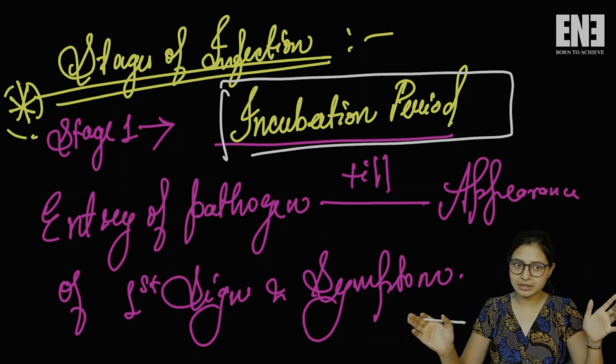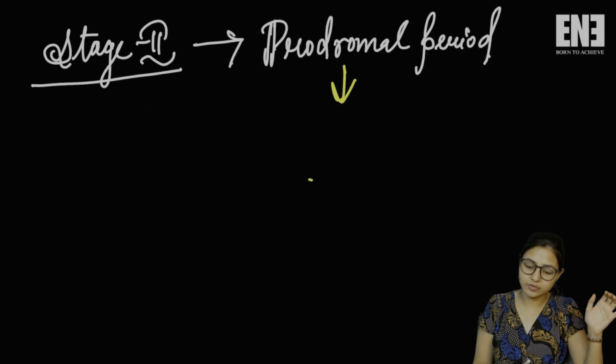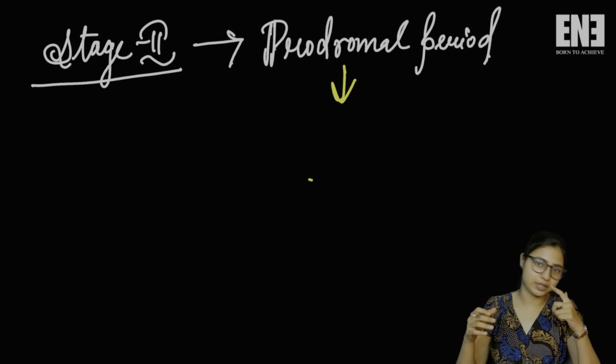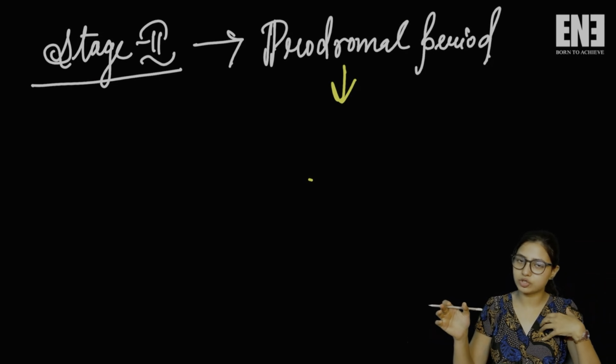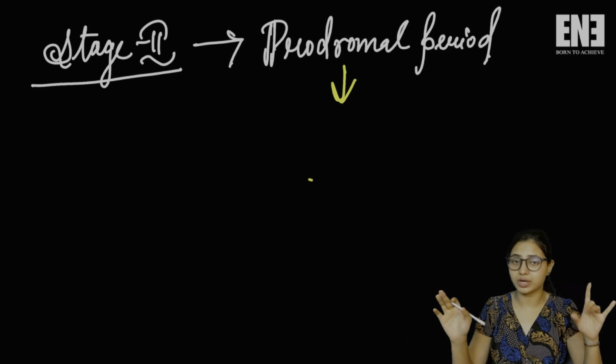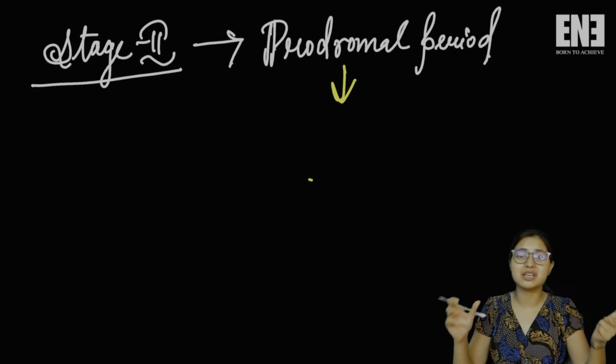Okay, am I clear till this? Yes, with the example also we studied. Next is the prodromal period. So for example, we'll take influenza only. Influenza has taken entry into your body, the first sign and symptom has also occurred. That first sign and symptom is a general, non-specific symptom.